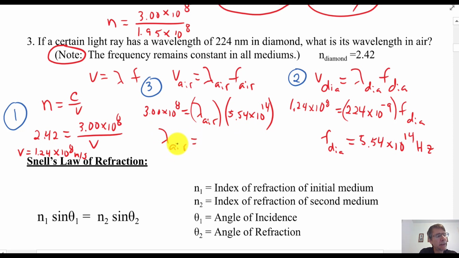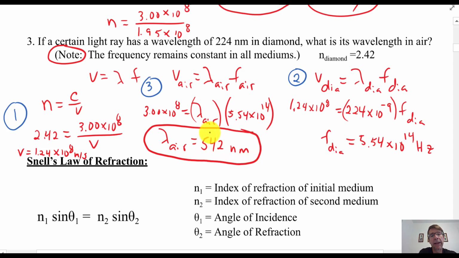It comes out to be 5.42 times 10 to the negative 7, but that's 542 nanometers. It's customary to put wavelengths of visible light in nanometers. All right, well, that wasn't too bad. It was 3 fairly straightforward steps, but the more steps there are, the more difficult it does become, even though they're easy steps.